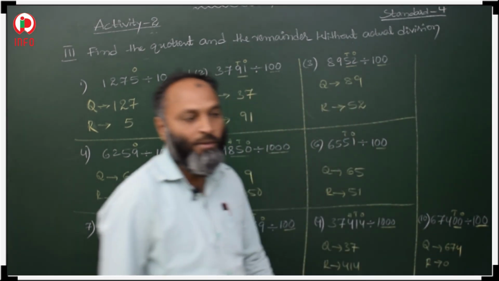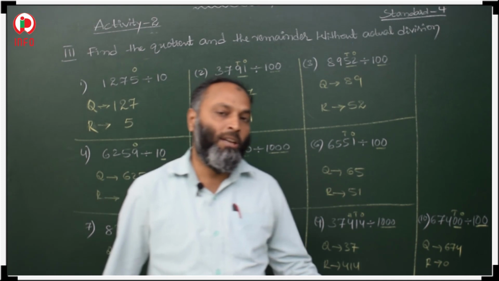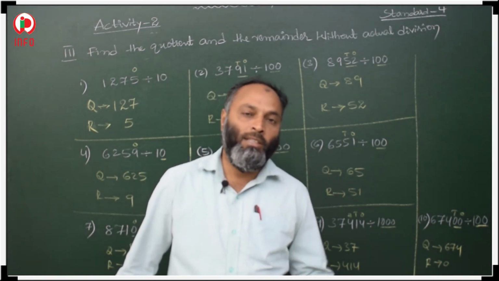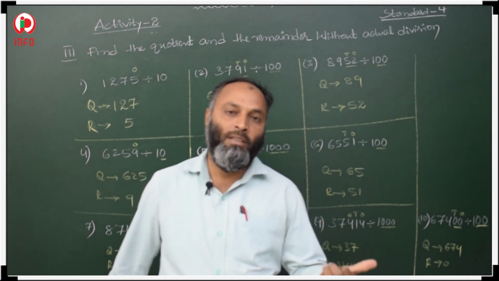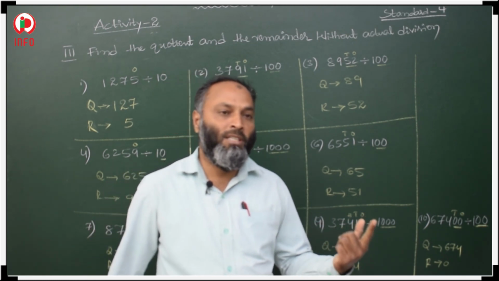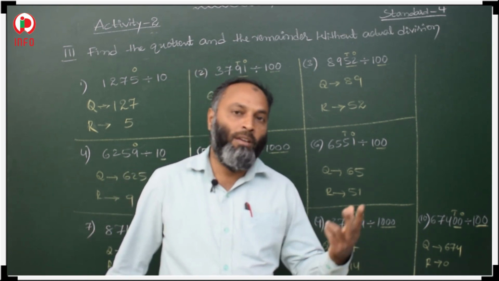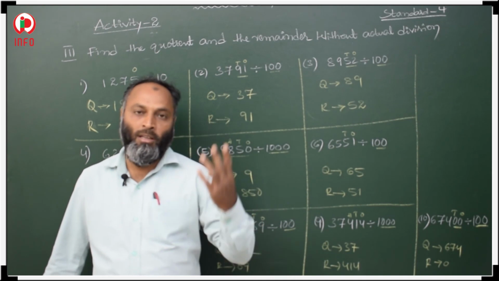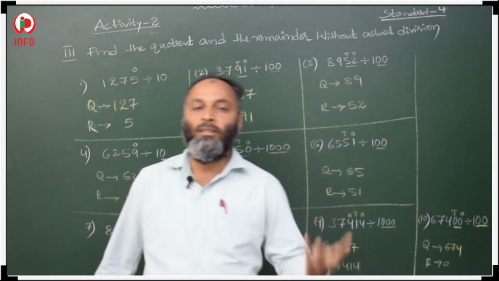So, like this we have to check how many places remainder and how many places quotient. It depends on the divisor. If it is 10, only the last place, the ones place, is a remainder. If 100, last two places remainder, and 1000, last three places remainder. Okay.